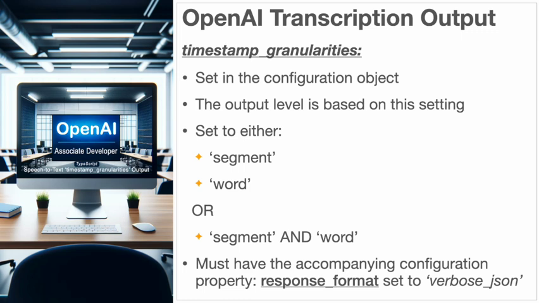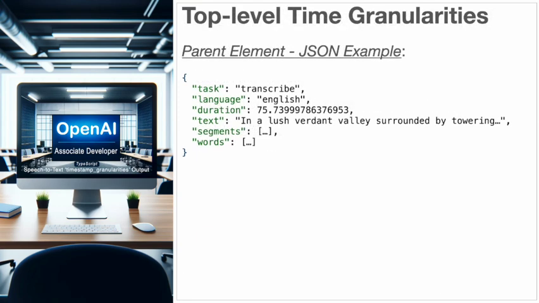With the timestamp granularity's property, you can have your output at the segment level or word level. If you set this property to both segment and word, the output will include segment timestamp information first, followed by the word timestamped output. We will first discuss the segment-level timestamp granularity's output, followed by the explanation for the word timestamp granularity's output.